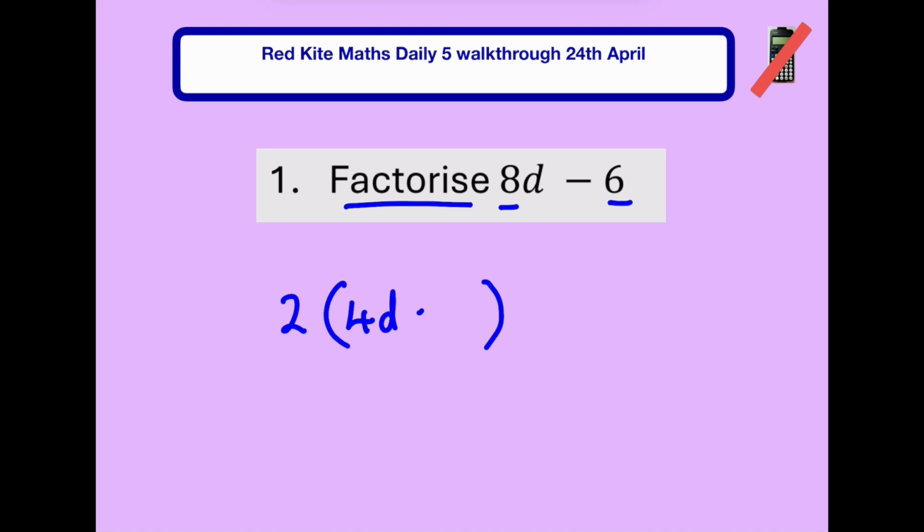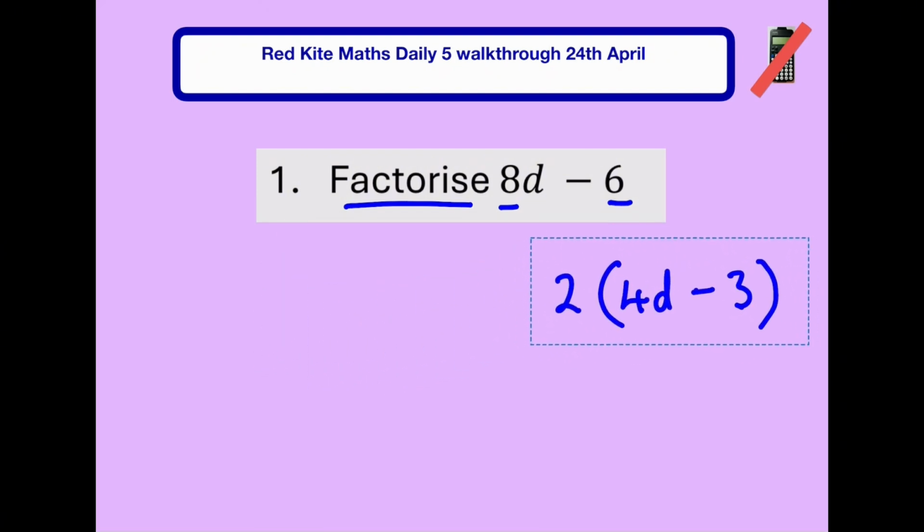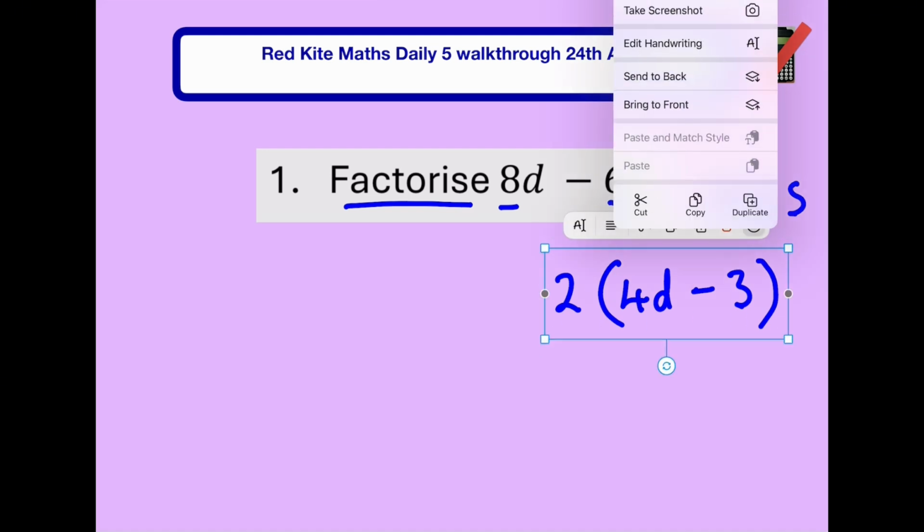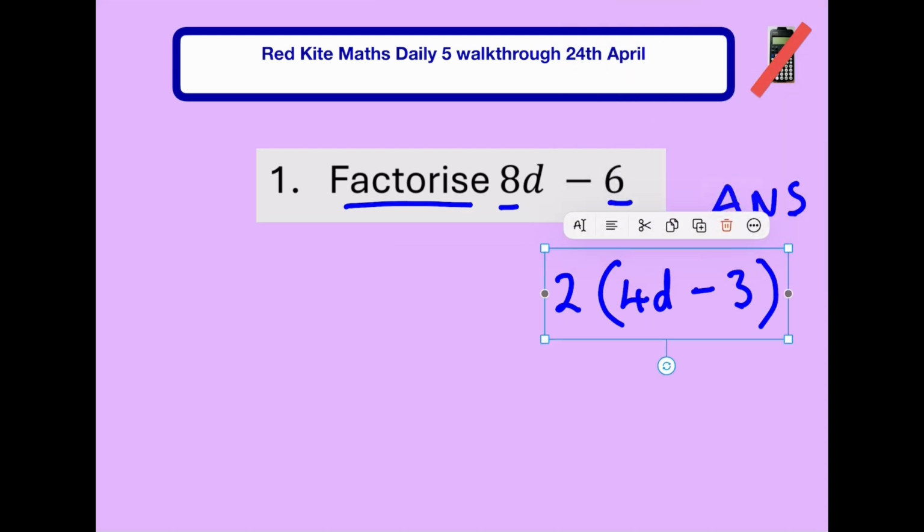Then we've got 2 times what will be minus 6. That's nice and easy. 2 times 3. Now, that's our final answer. So this is our answer. I'm going to pop that over there and write answer. But I'm just going to prove that it works by copying this. So let's just get that copied and then expanding it back out.